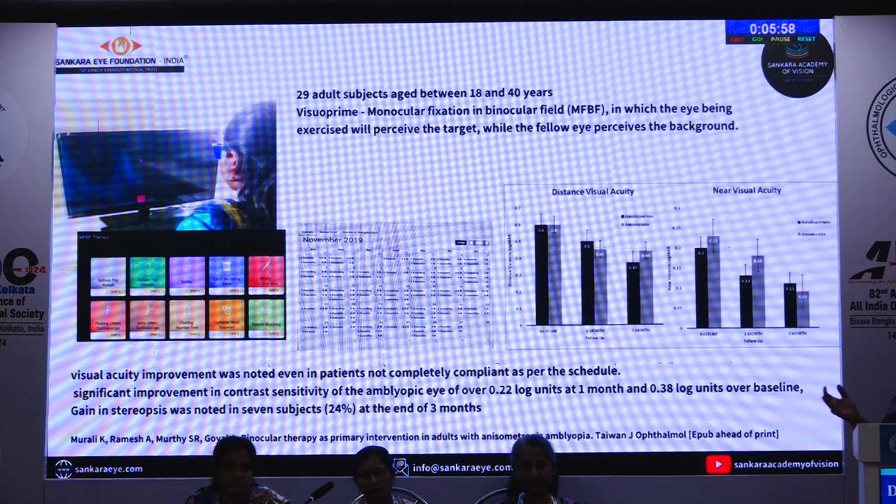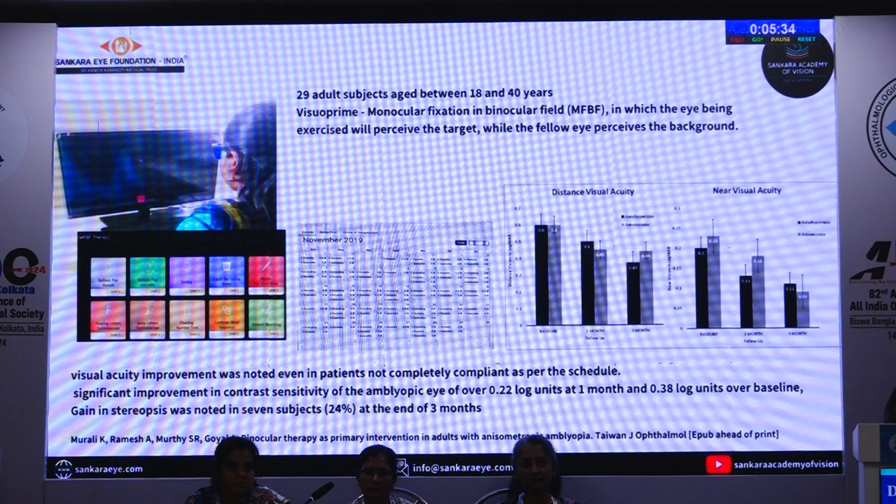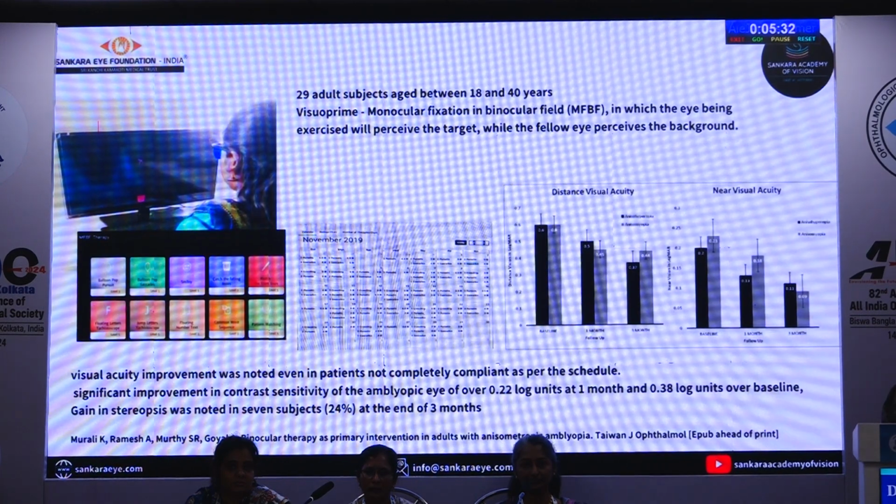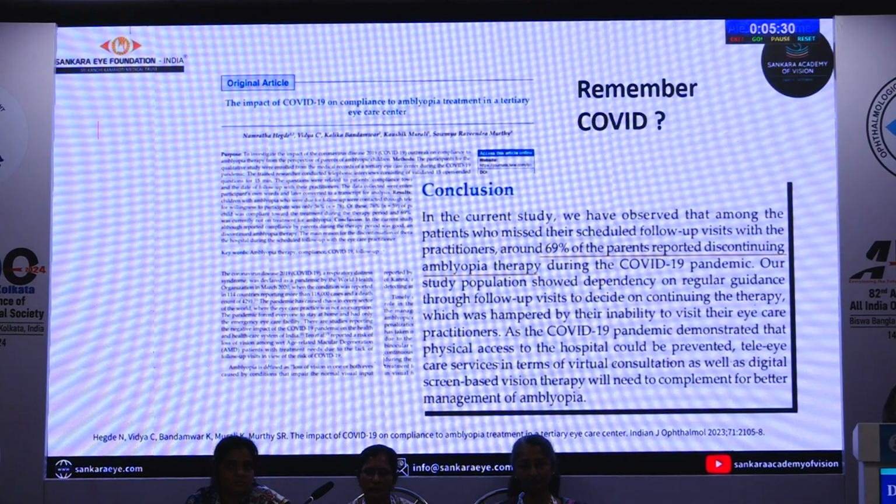So we first said, can we try it out in adults? And we did try it, and we found it to work very, very well. We found visual acuity improvement even in those who were not completely compliant with the entire therapy regimen. We saw an improvement in contrast that happened very quickly. We saw a gain in stereopsis in about 7 patients, about 1/4 of them, but we are not very clear how that mechanism works. We would love to believe that it is completely because of the solution that we built, but that is something that we don't know.